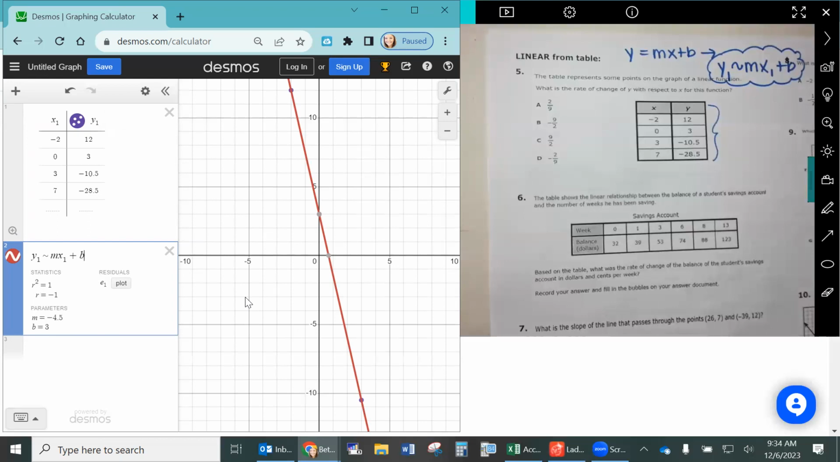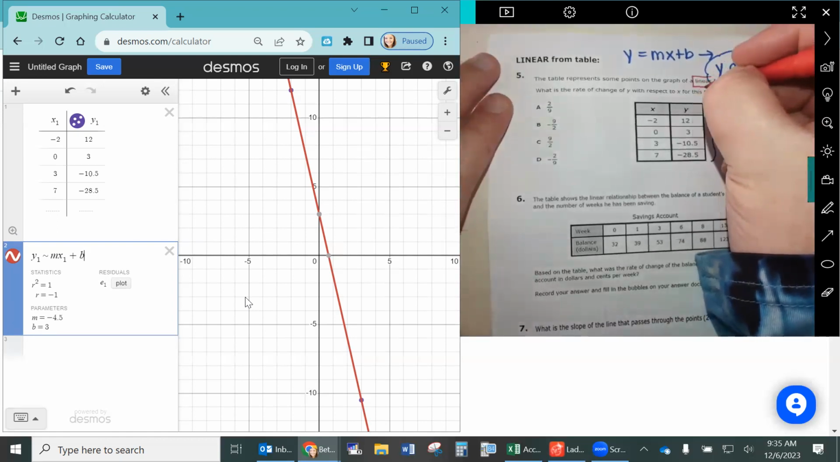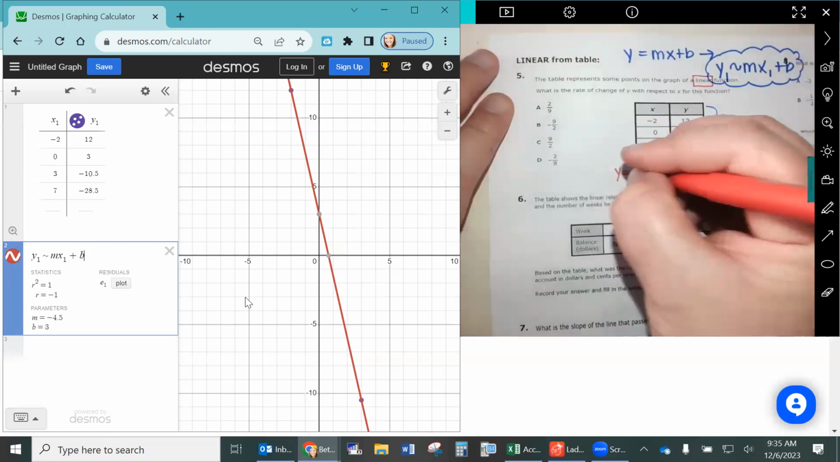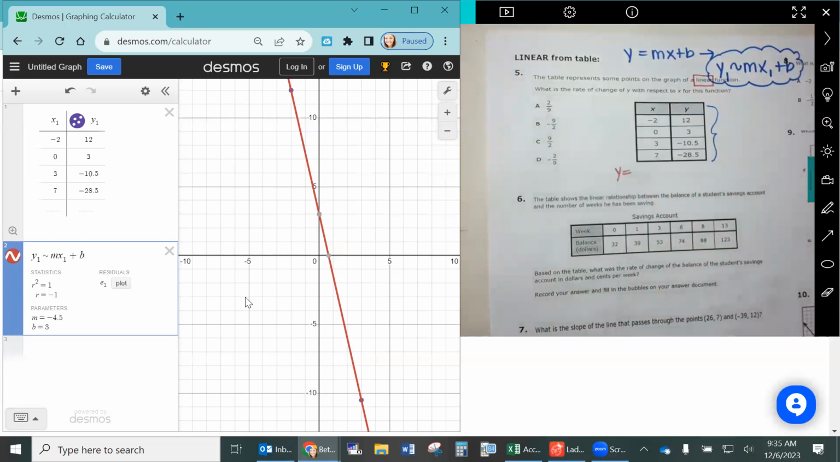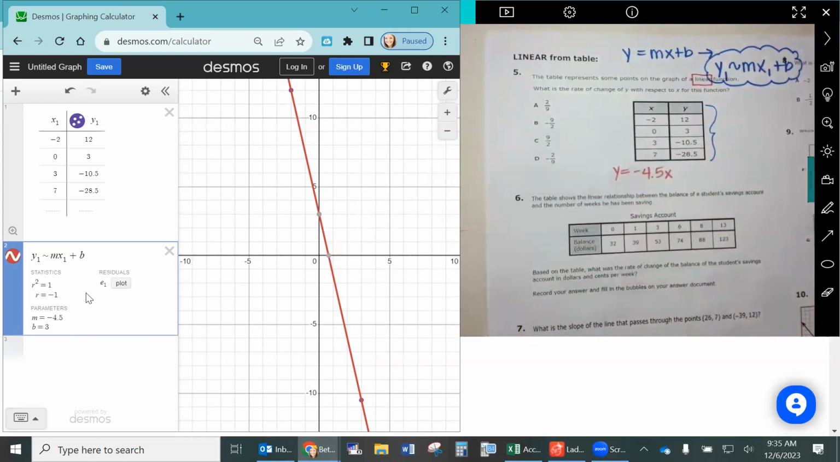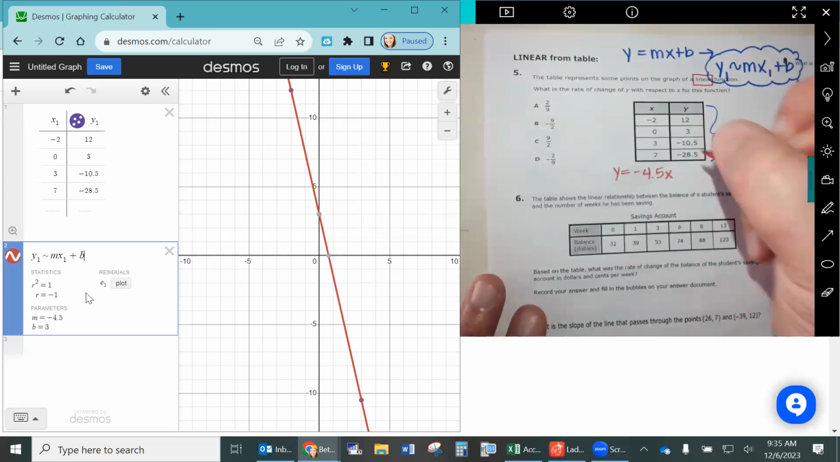Another thing I want to point out is that you should only be using this equation if it's linear. Do you see the word linear right here? That's your hint that you're doing this. So let's write our equation. It's y equals. It tells me on the screen here that my m is negative 4.5, so that'd be negative 4.5x. And then my b, it says, is a plus 3.